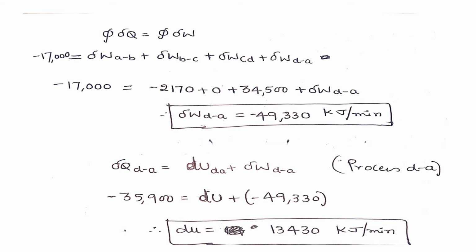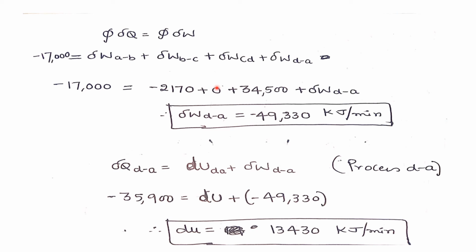Now already we know that cyclic integral of heat will be equal to cyclic integral of work, or cyclic integral delta Q is equal to cyclic integral of delta W. So minus 17,000, this we know, plus I can write cyclic integral of delta W is replaced by work done during this process plus work done during this process plus work done during this process plus work done during this process. So already work done during process AB, it is already given in the problem, minus 2170.